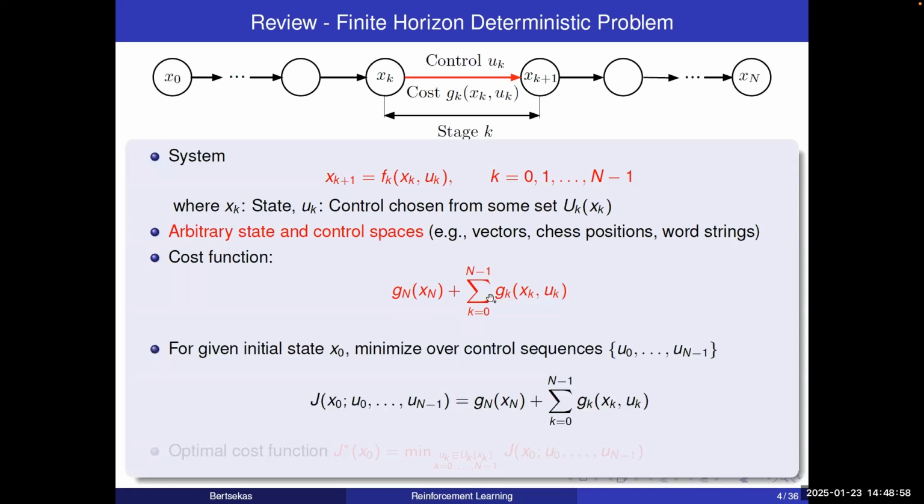So for a given initial state, we want to minimize over all control sequences from u0 all the way to uN minus 1 this function, which depends on the u's, of course, but also depends on x0. Minimizing over the u's gives the optimal cost function as a function of the initial state. Okay, and we denote it by J star. Stars in this course denote optimal. J tildes denote approximate. That's the convention.